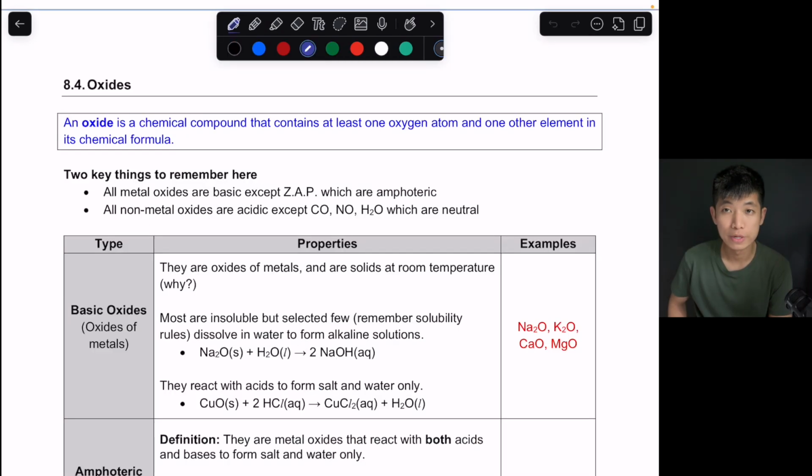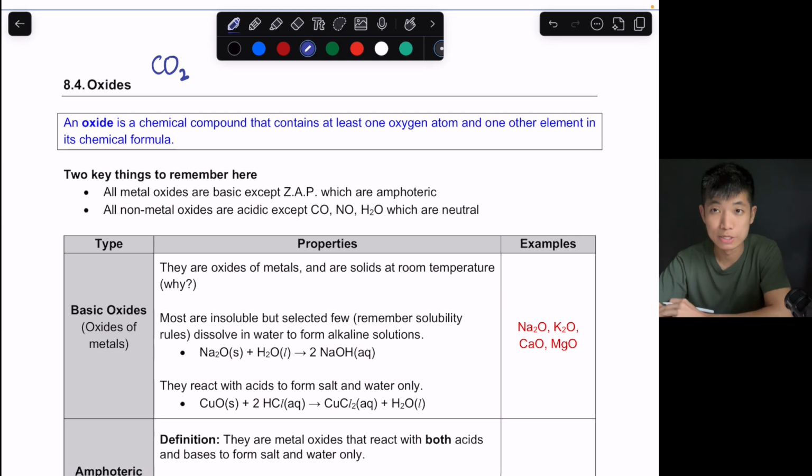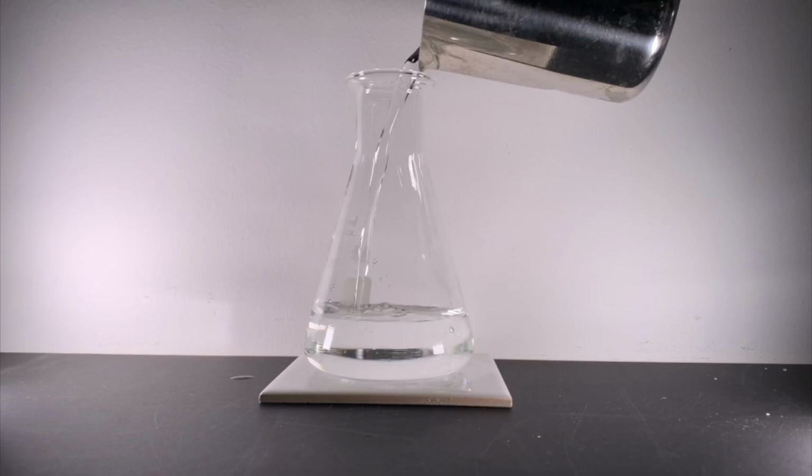In this section, you'll be looking at a type of compound known as an oxide. An oxide is a compound of an element with oxygen. One example that you are familiar with would be carbon dioxide, CO2. You are probably familiar with carbon dioxide in the form of dry ice. I'm going to show you a video now.